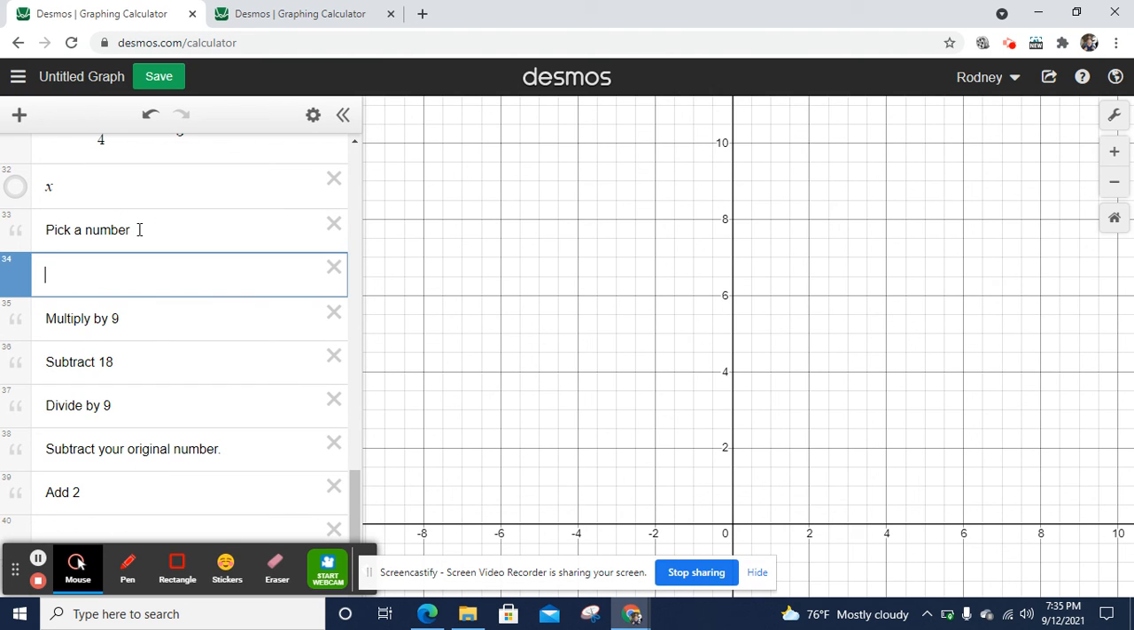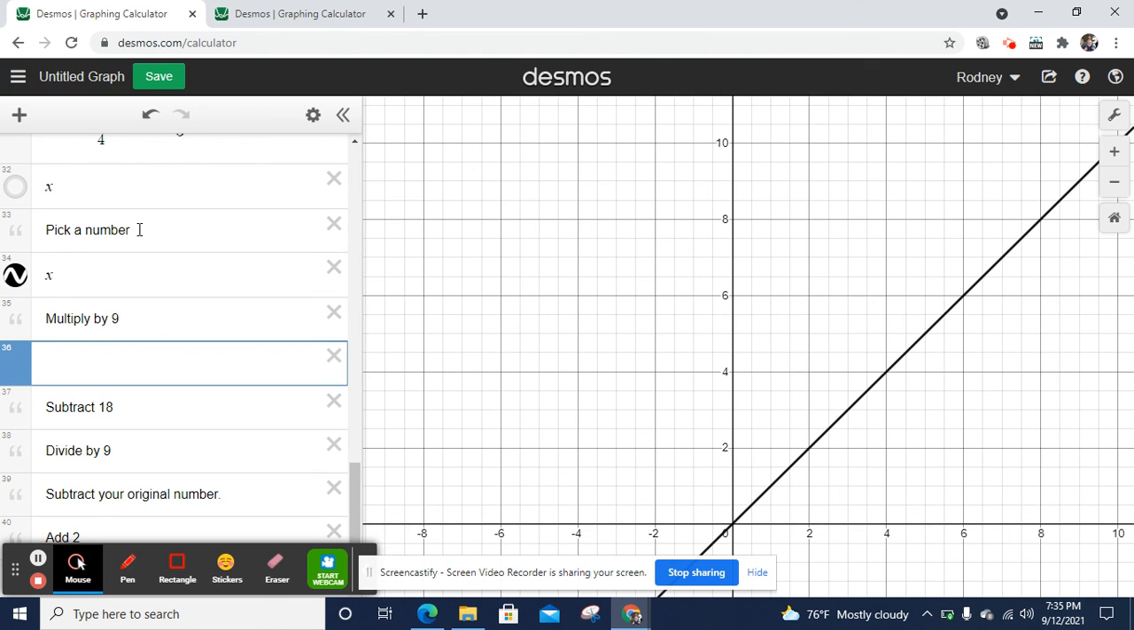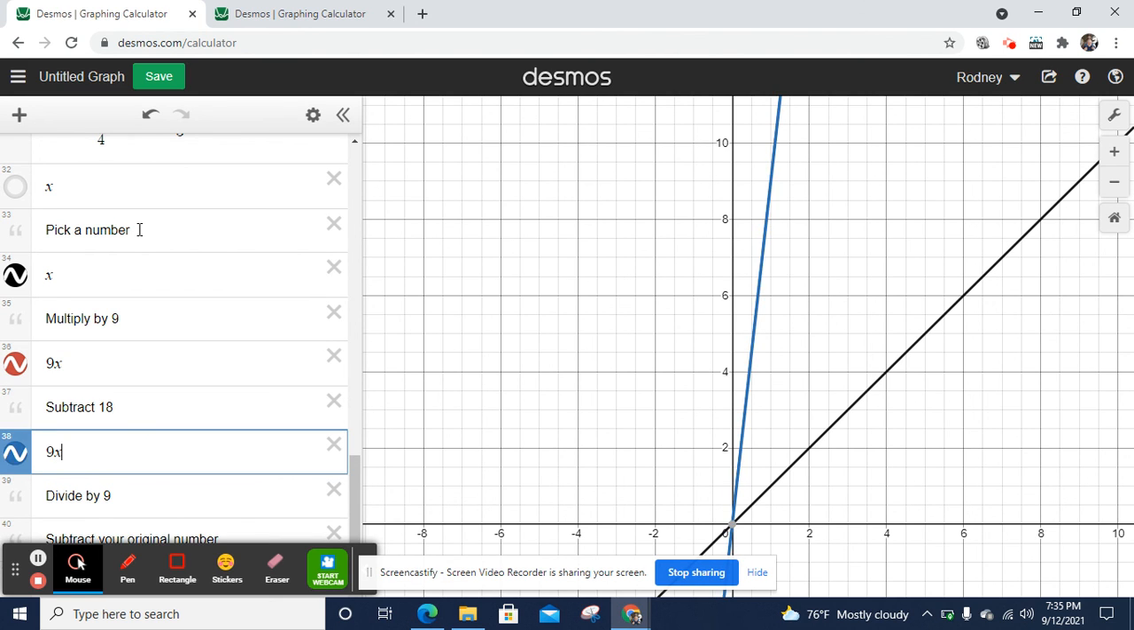So hit enter. I'm in an equation or expression form. So I do x. There's my number. Whatever my number is, my number. That's why that line is y equals x. Then I'm going to multiply my number by 9. So 9 times x. I'm going to subtract 18. So 9x minus 18. I don't have to simplify anything yet at this point.